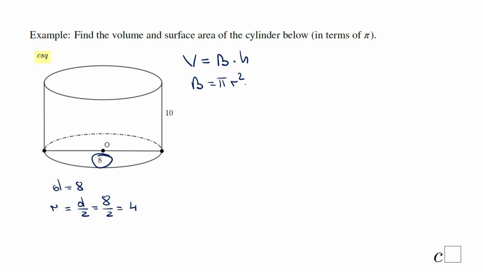So we have here pi times 4 squared. Again, you don't really need the parentheses. I just put it to see how we replace r with 4. So the final answer for the area of the base is 16 pi, the circle. 16 pi square units. We can find the volume now, and that will be 16 pi times the height, which is 10, and the volume is 160 pi.